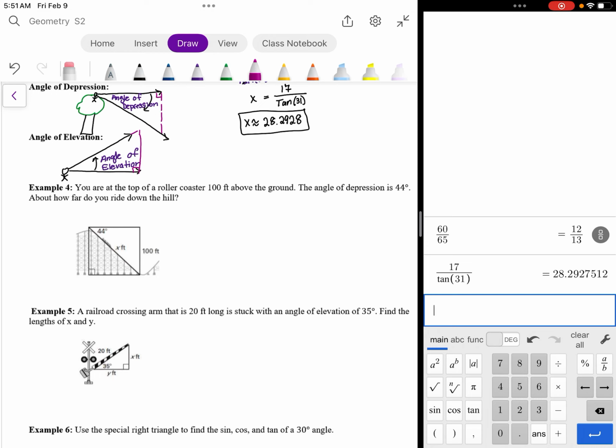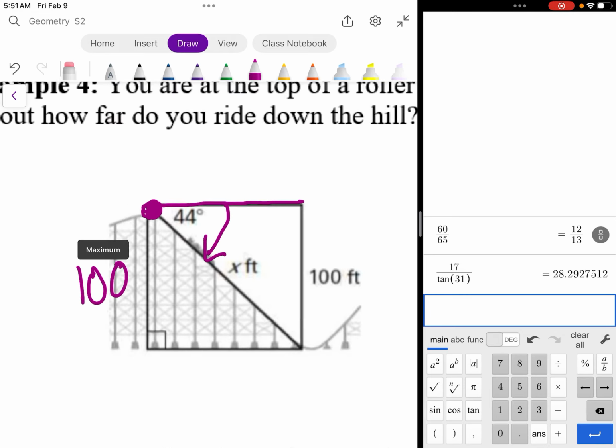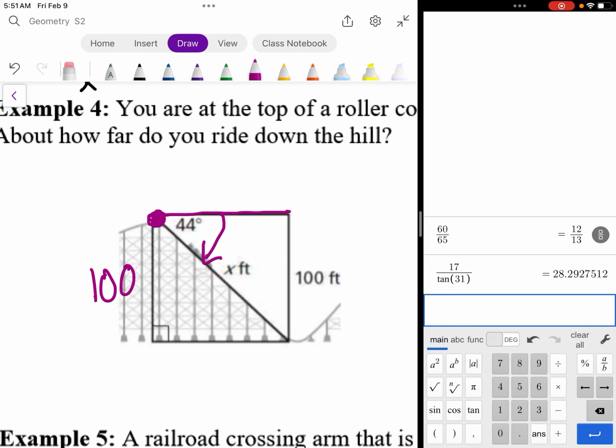For example 4, you are at the top of a roller coaster 100 feet above the ground. So we are over here, and we talked about that was 100 feet from the ground. The angle of depression is 44 degrees. So angle of depression starts at a horizontal line and goes down. That is why the 44 is in this top corner over there.